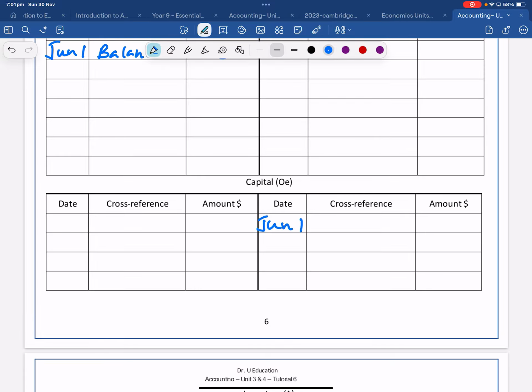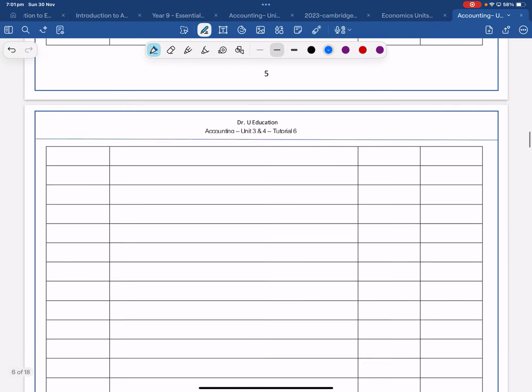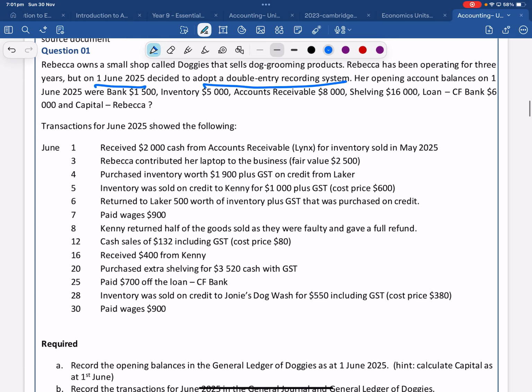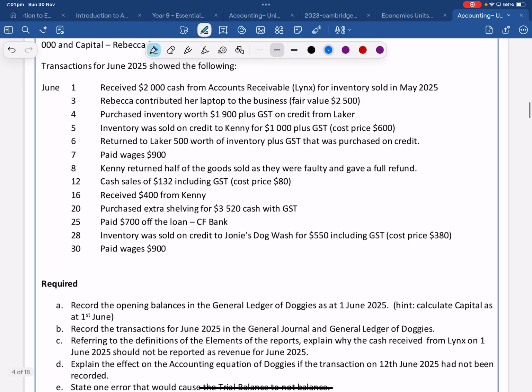Okay. Capital also, guys, what is it? Which side? Credit. 24,500. Right. Okay guys, now we'll start transactions for June. Part B, record the transactions.